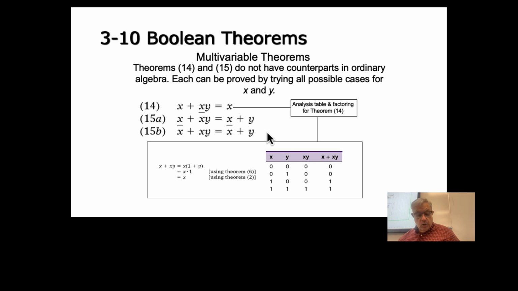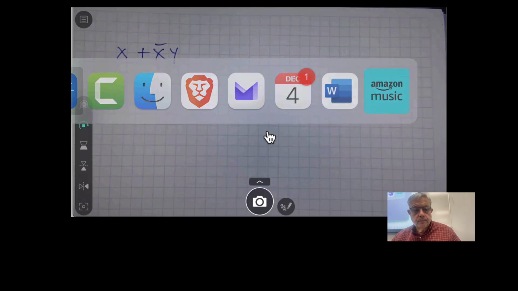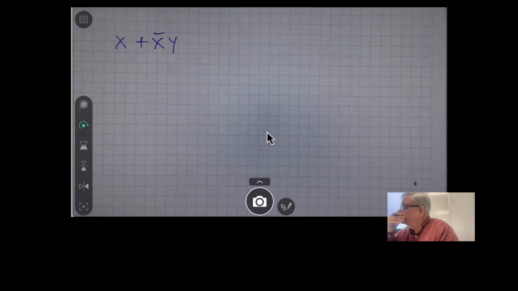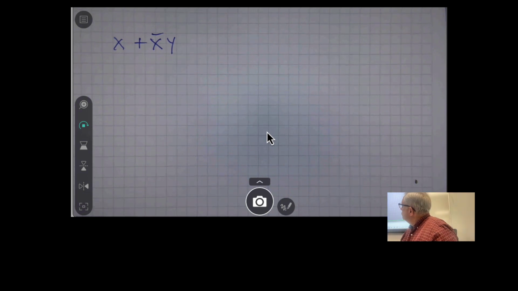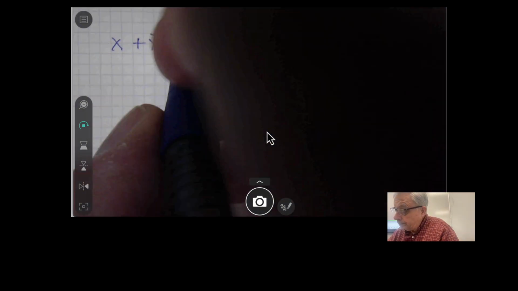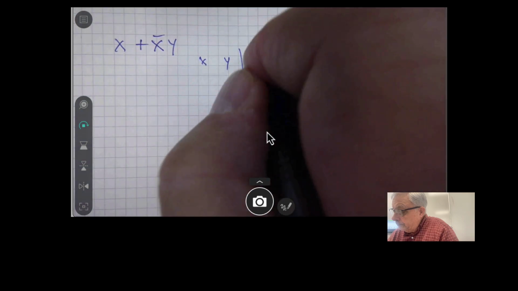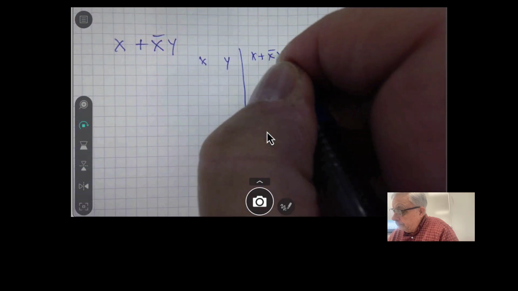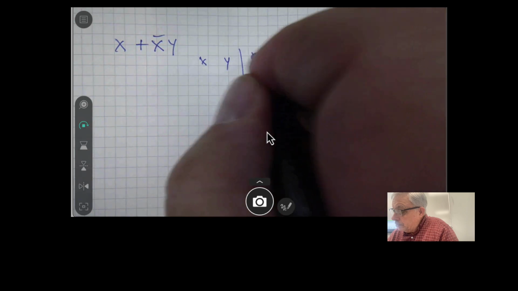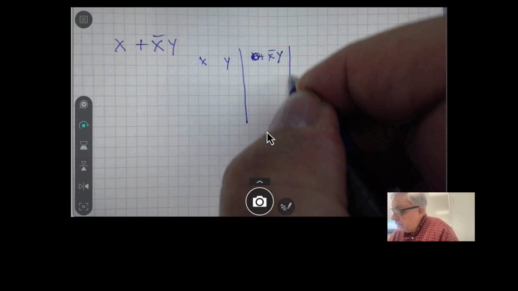But what I would look at, let's take the second one, 18A. So I got X or XY, or X not Y. Now let's do the second column as X not Y.